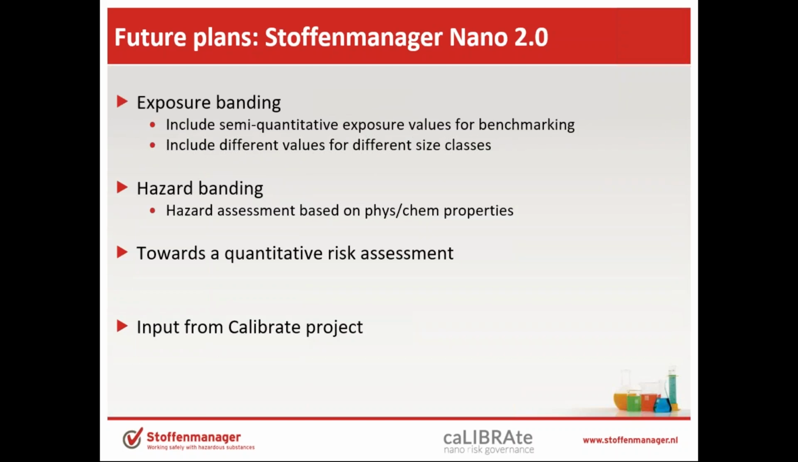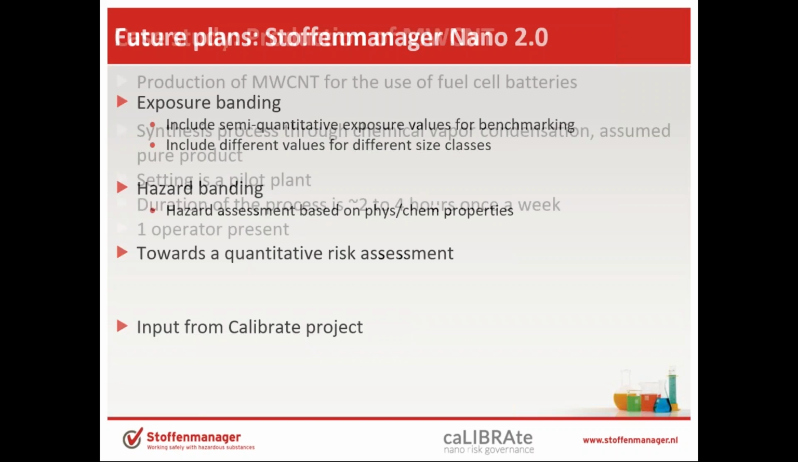Since StoffenManager Nano is still a work in progress, in future versions we hope to upgrade to include semi-quantitative exposure values for benchmarking, include different values for different size classes to take the size of the nanomaterials more into account. We want to make the hazard assessment based more on physical chemical properties. And for these improvements, the inputs from the caLIBRAte project are definitely taken into account.